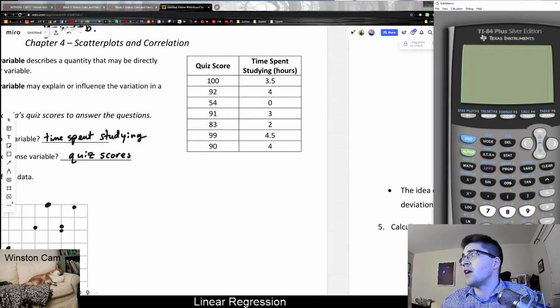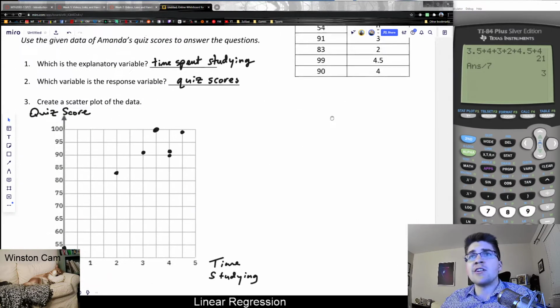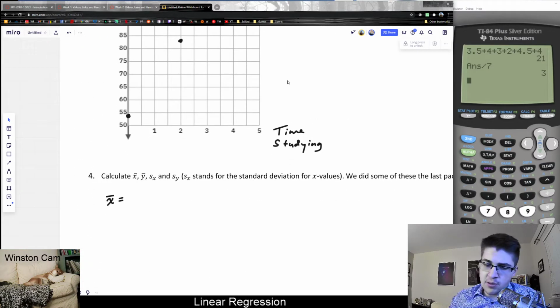So let's go ahead and do that. Grab my calculator here. So we have 3.5, oops, type 3.5 plus 4 plus 0, I'll skip, plus 3 plus 2 plus 4.5 plus 4. And that would give us, she spent 21 total hours studying. Divide that by 7 data points yields 3, an average time of 3 hours. So that would be her average or mean study time.